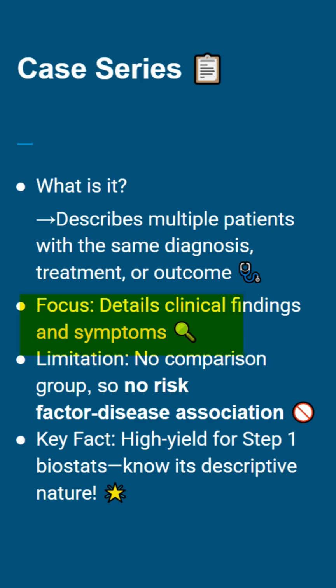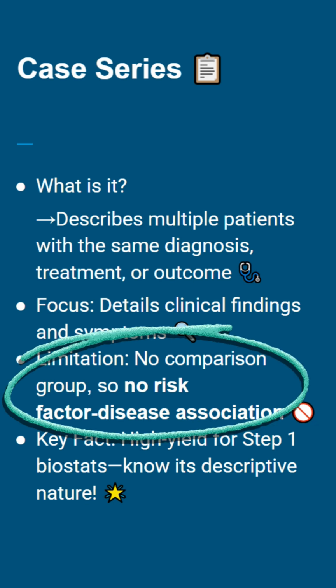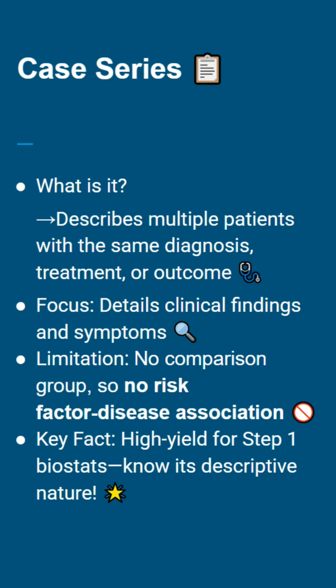It's super descriptive, painting a vivid picture of what's going on, but here's the catch. There is no comparison group, so you can't link risk factors to the disease. For example, if all of your patients have a weird rash, you can't say what caused it, just that they all have it. This limitation is a classic Step 1 trap, so watch out for the questions asking about associations.